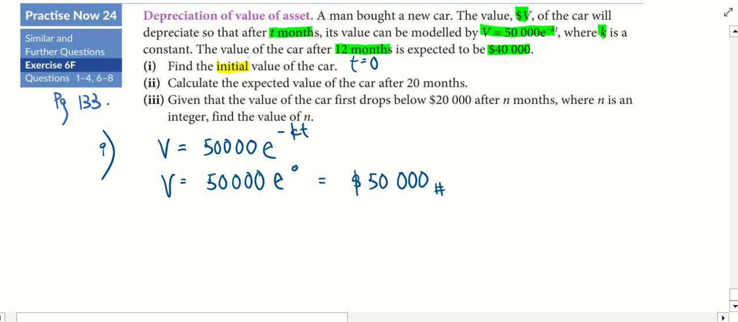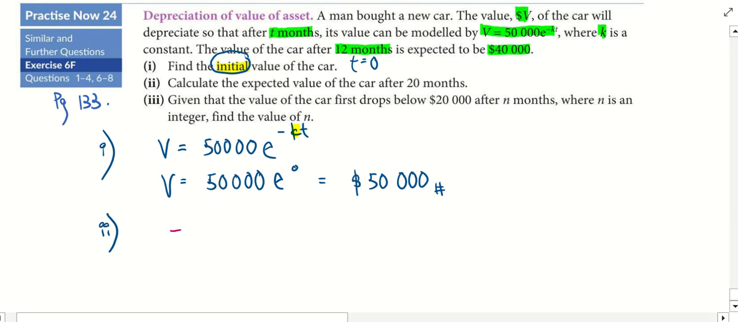Alright? So this word called initial is very important. It means that no time has started, it's at the very beginning. Take note, before we can actually calculate the car value after 20 months, in this particular equation, we wouldn't know what is the value of k. So let us use the important information that after 12 months is 40,000 to find the value of k.